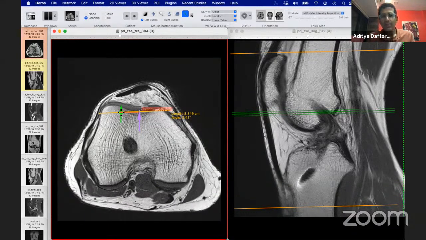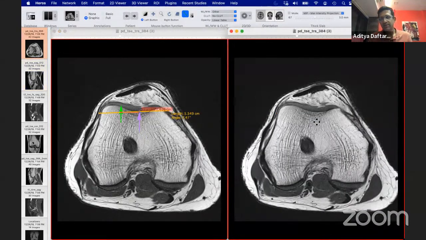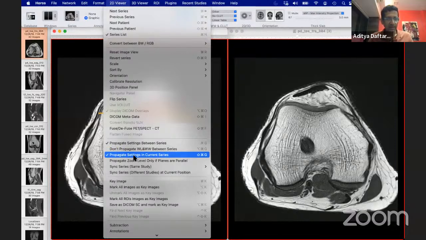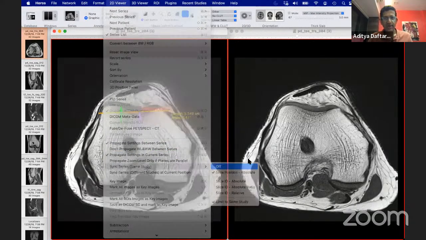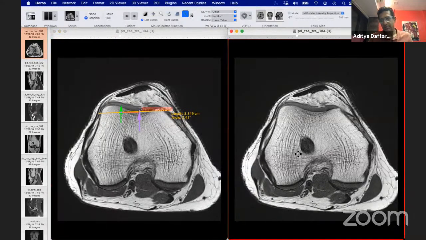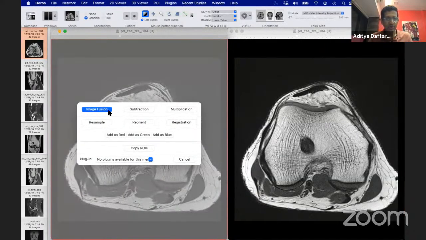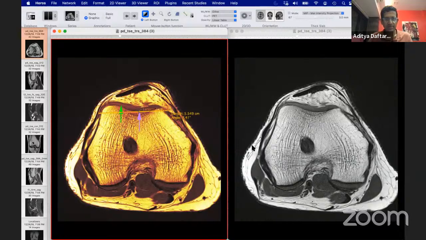Some people ask for something called superimposition of both images. What we do there, and this is just playing games with the data, is take these 2 images together and turn off the sync. We sync series, turn it off. And on software like Horos, which is a very powerful software, we can take this image, scroll it over, and fuse it against the other image.